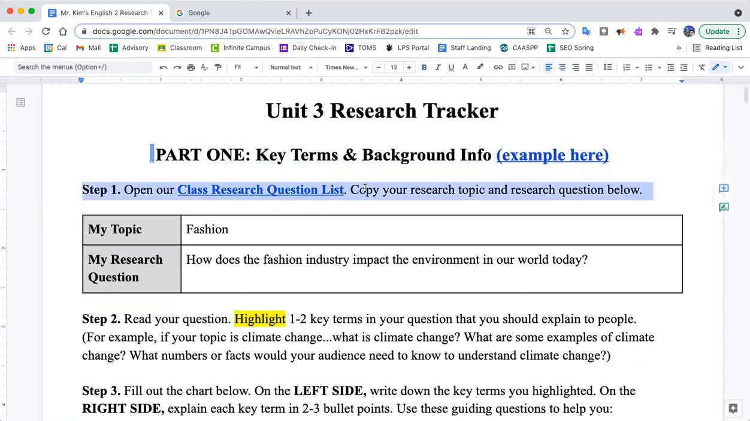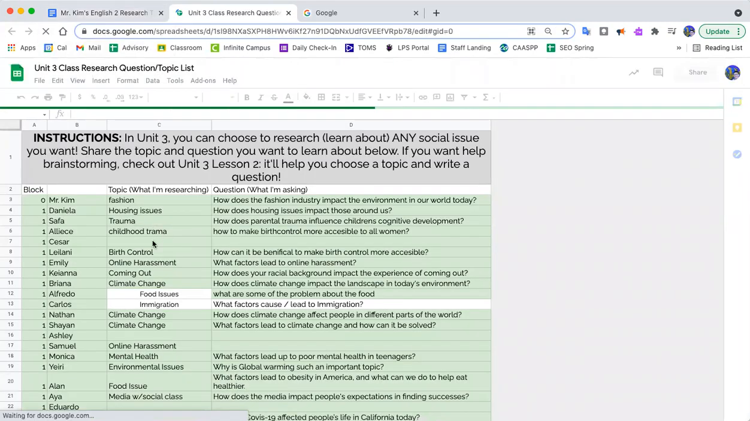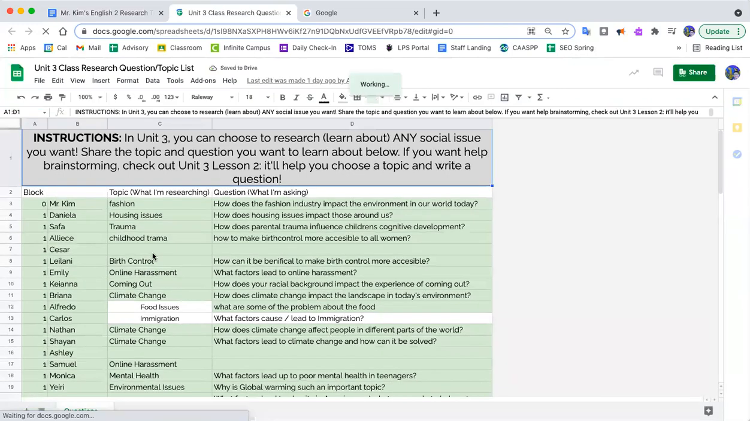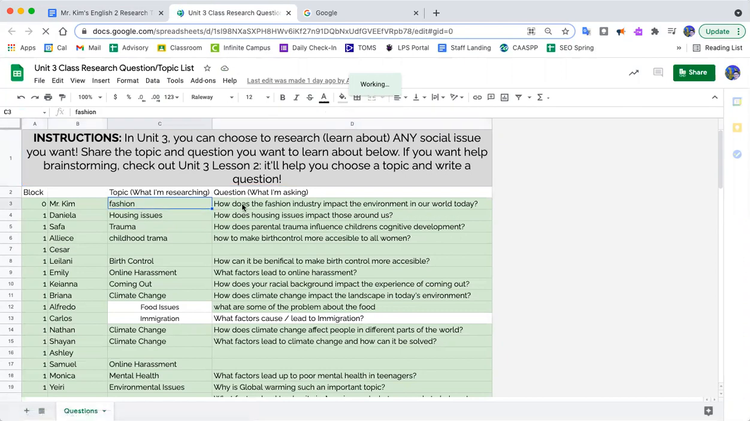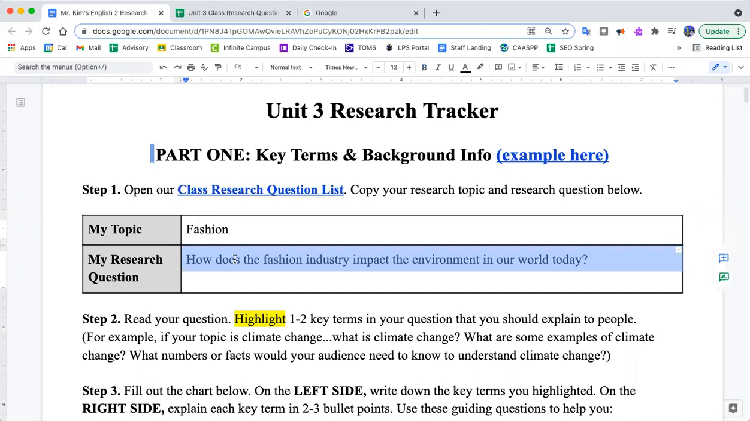So step 1 is to open our class research question list and copy your topic and question in the boxes below. So I'm going to open that just to show you what you should see. And hopefully at this point you have already chosen your topic. If not, you want to do that as soon as possible. But I have my topic and question over here. So I'm going to just take those and copy them into my box. And my question is, how does the fashion industry impact the environment in our world today? Once you've done that, you're going to move on to step 2.